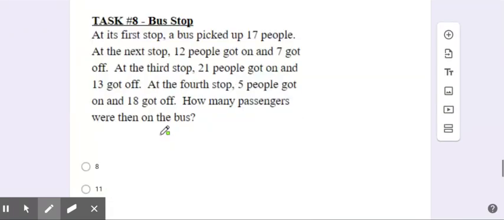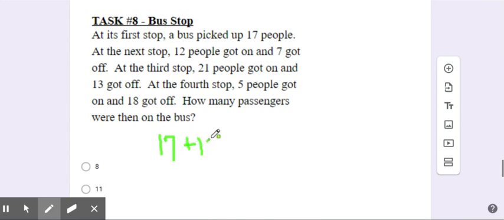Number 8 is about the bus stop. At the first stop, the bus picked up 17 people. So 17 people get on. At the next stop, 12 got on. So I'm going to add 12 because 12 more people got on. But also 7 got off. So I'll take 7 off of the bus.